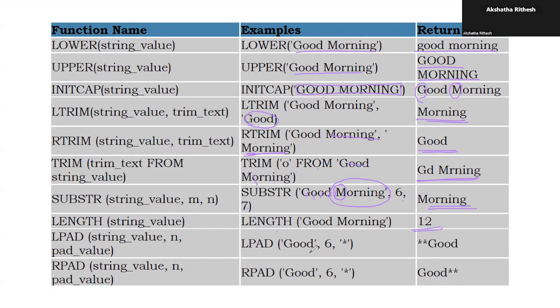LPAD good, 6, star. So what am I saying here? String value, n, pad. I want 2 stars on the left-hand side of good. Similarly, I'm saying RPAD good, star, so after good I need 2 stars. This is how your character functions work.